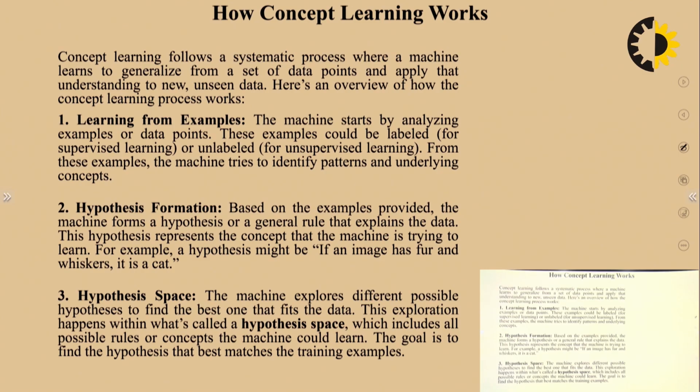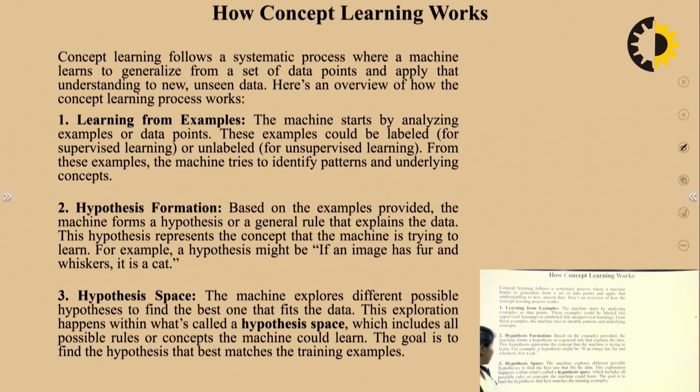Now next is hypothesis formation. Based on the examples provided or training data, the machine forms a hypothesis or general rule that explains the data. This hypothesis represents the concept that the machine is trying to learn. For example, a hypothesis might be: if an image has fur and whiskers, it is a cat. Now next is the hypothesis space. The machine explores different possible hypotheses to find the best one that fits the data.